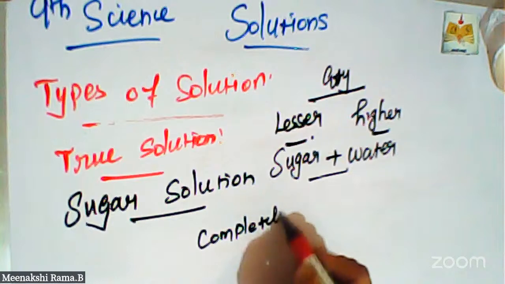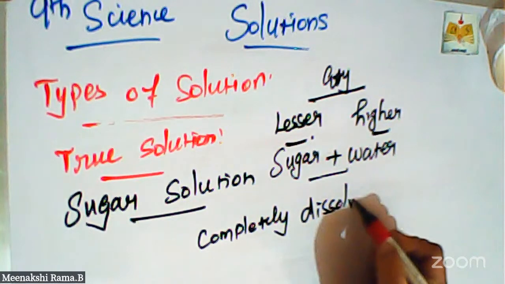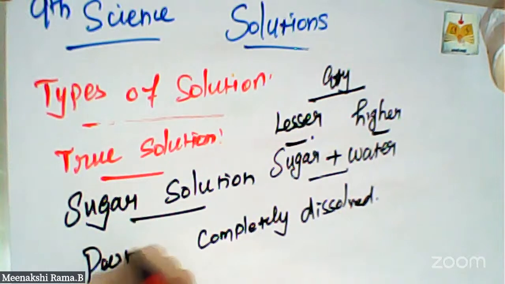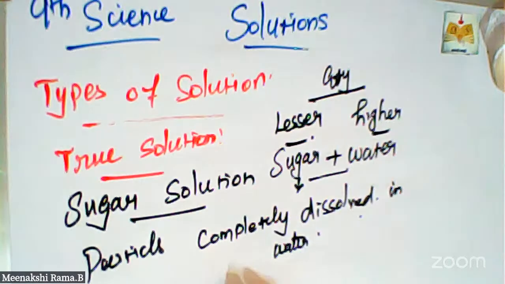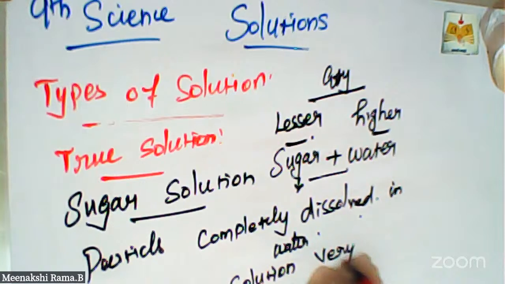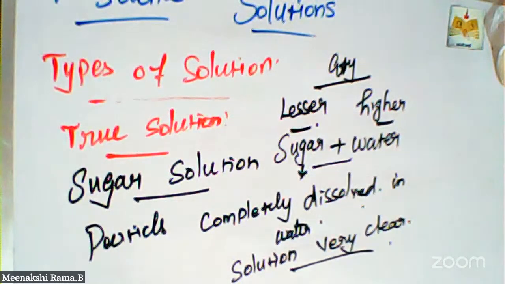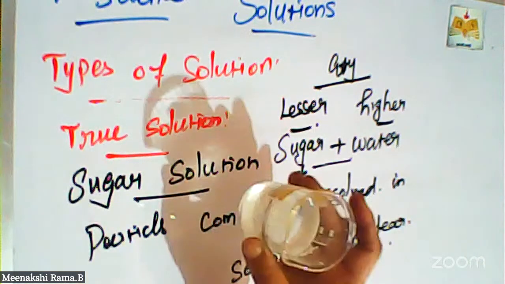Completely dissolved. Which one? Particles. So the sugar is completely dissolved in water. And then the solution is also very clear. So this type of mixture is called a true solution. These are the main characteristics and properties of that solution. First, the particles are completely dissolved. And second, the solution is very clear.